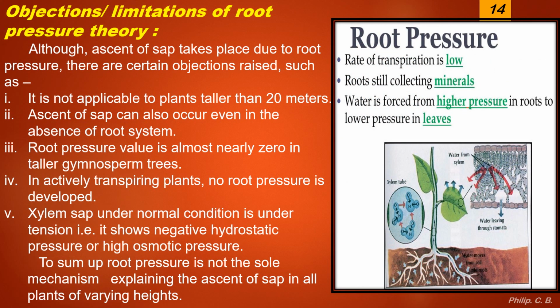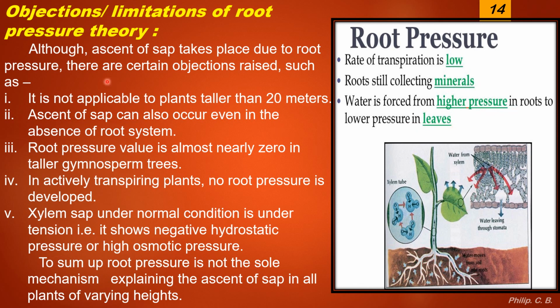Further, objections or limitations of root pressure theory. Always, students, when a theory is put forward, there are pros and cons, the positive and negative things, right? So what are the objections over here? You can see the image which I added for the root pressure. That is the limitation. Rate of transpiration is low. Root still collecting minerals. Water is forced from higher pressure in roots to a lower pressure in the leaves.